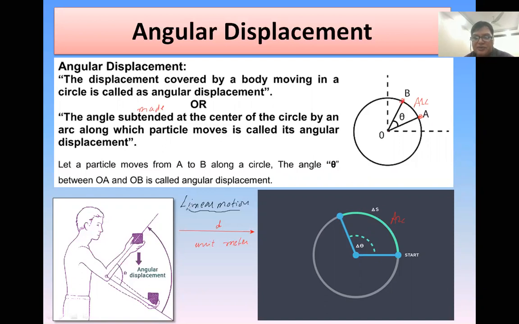If I ask what is the difference between linear motion and angular motion, you should say that it is the motion along a straight line. When the motion is along a straight line, it is linear motion. When the motion is along a curved surface, it is called angular motion. Now, what is linear distance? Linear distance is the distance along a straight line. And what is angular displacement? The angle turned by the body from one point to the other. This angle is called angular displacement.